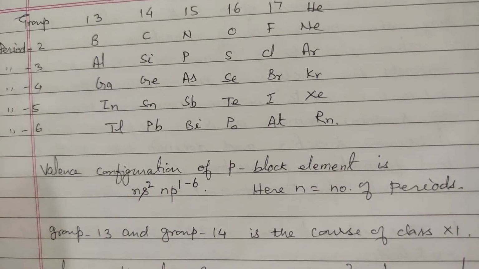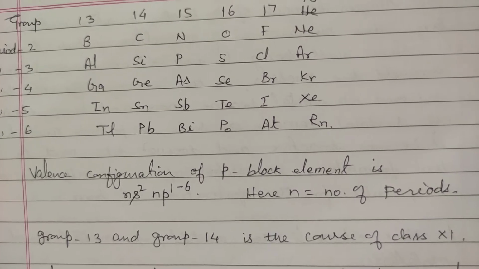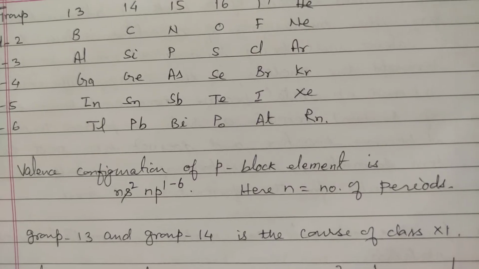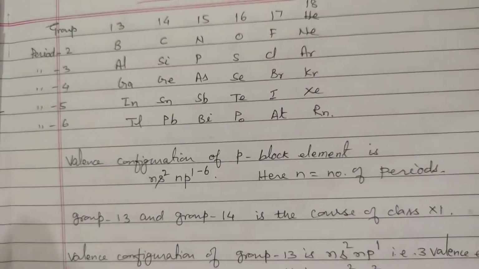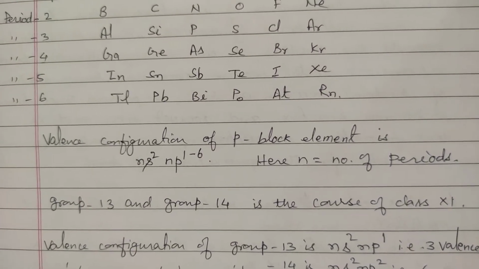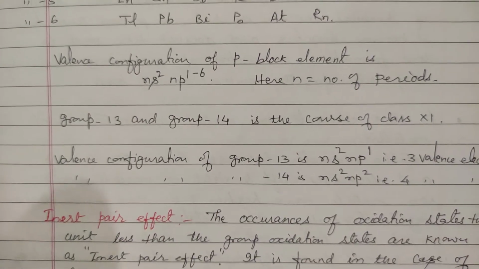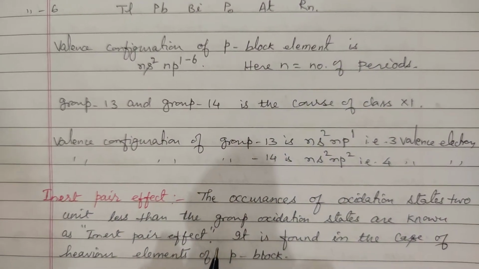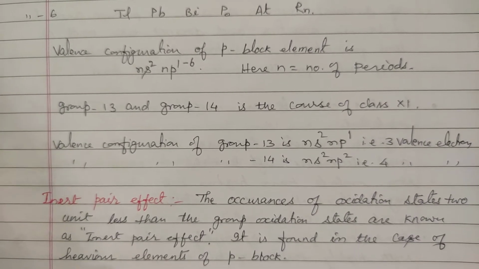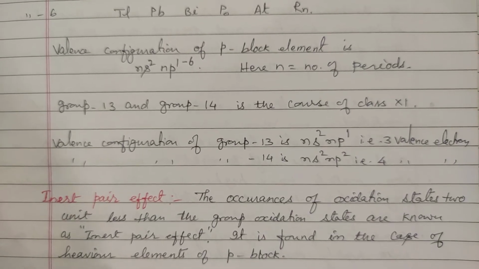Now, the valence configuration of P block elements is ns2 np1 to 6, where n is equal to the number of periods. Group 13 and group 14 are in your course. The valence configuration of group 13 is ns2 np1, that is 3 valence electrons. And the valence configuration of group 14 is ns2 np2, that is 4 valence electrons.